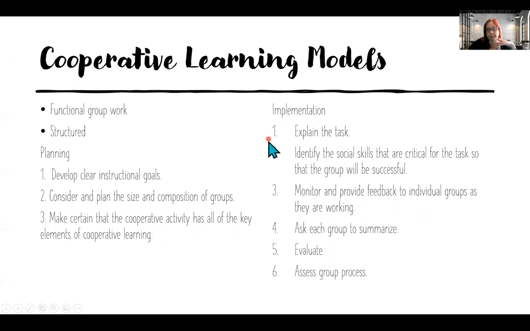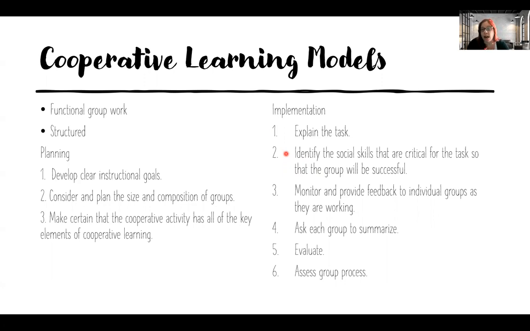Now, when you're implementing, you want to explain what the task is. Identify those social skills that are critical for the task for them to be successful. So you're going to have to talk. You're going to have to ask each other questions. You're going to have to take turns. You're going to explain those social skills they're going to have to use.